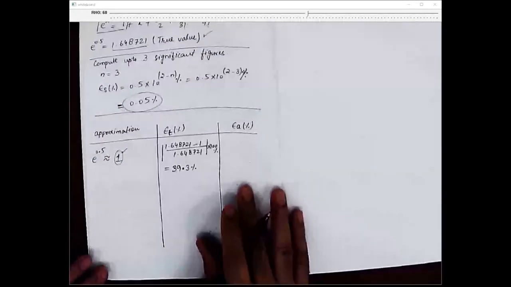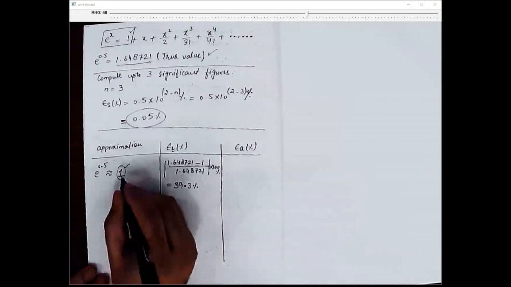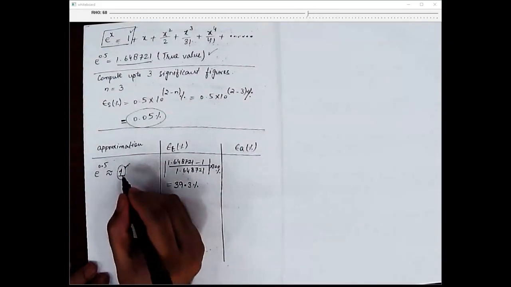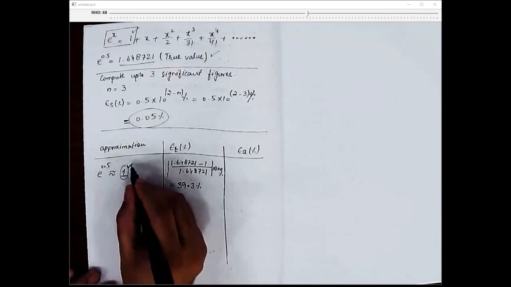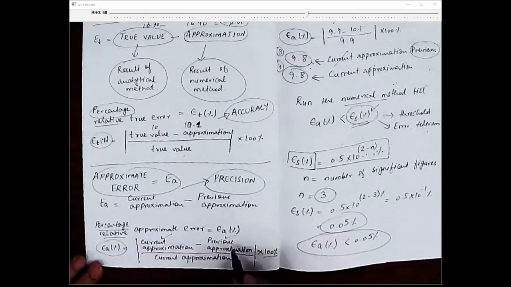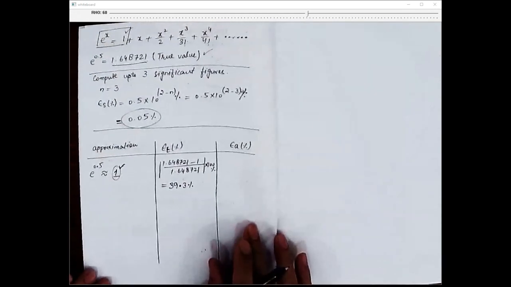Now I look here. How many approximations do I have? In my table, I have only one approximation, which is the latest one. The current approximation is available to me. Do we have any previous approximation so that I can apply the formula? The formula says you need two approximations, current approximation minus previous approximation. So do we have a previous approximation?